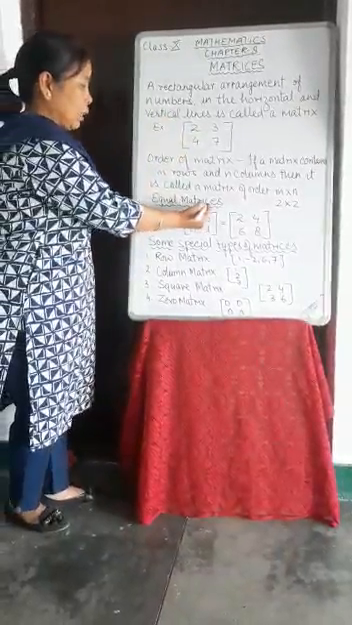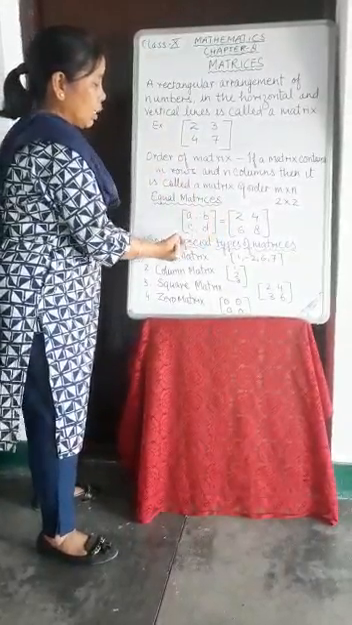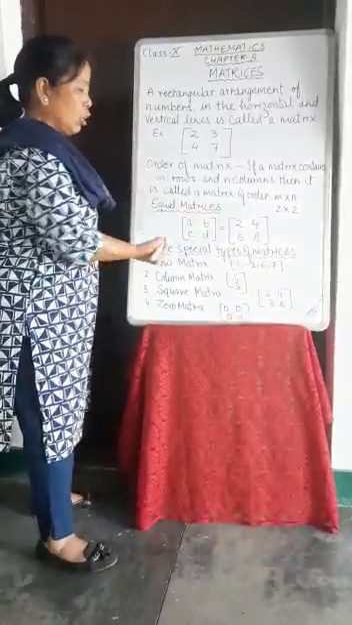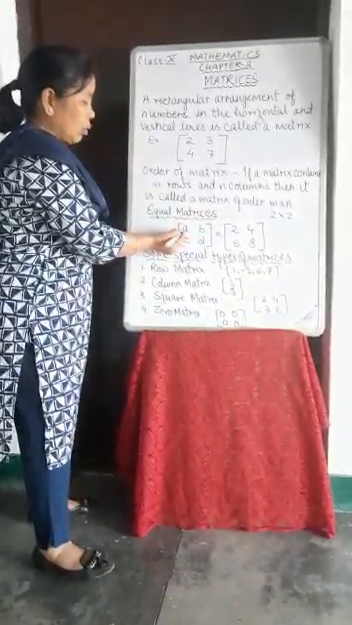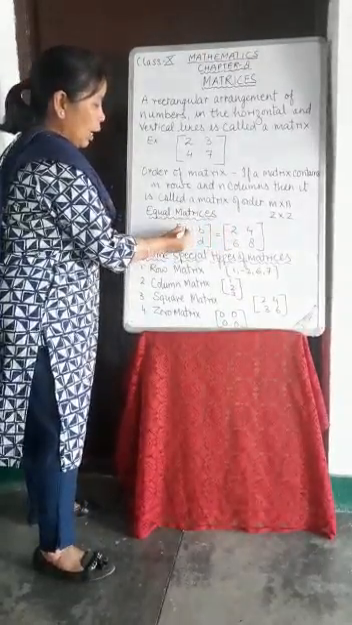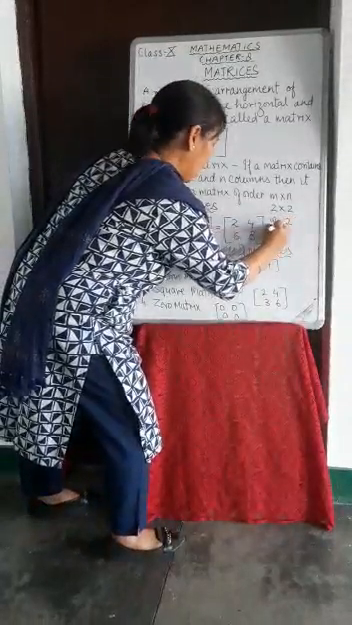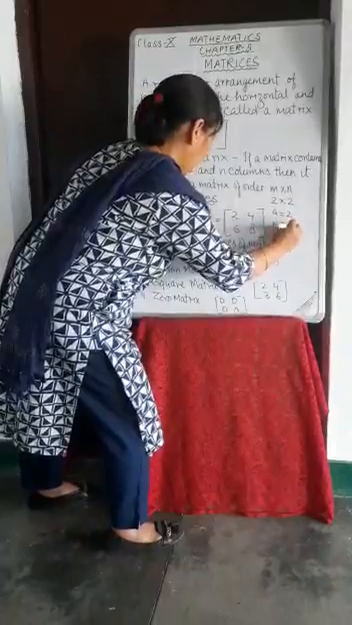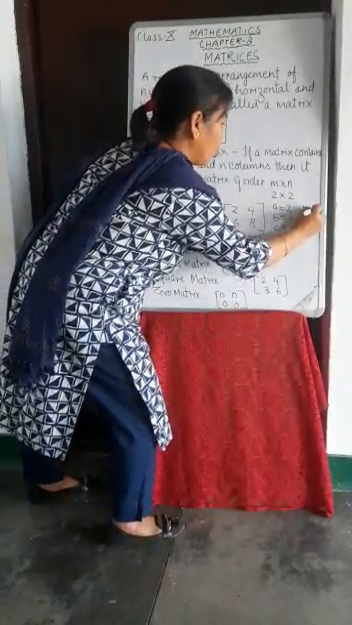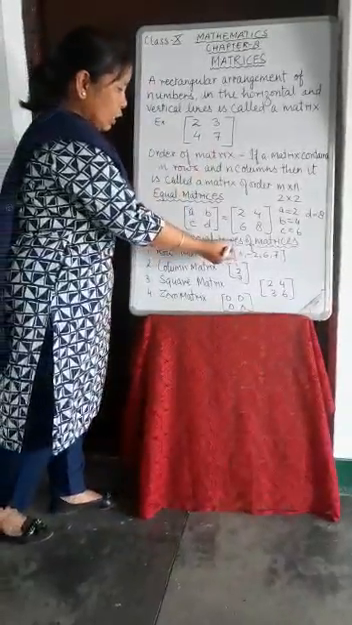Now equal matrices. When 2 matrices are given and there is an equal sign, then the corresponding elements are equal. So here the first element of this matrix is A, and here it is 2. So A equals 2, B equals 4, C equals 6 and D equals 8. Now I am telling you some more special types of matrices.